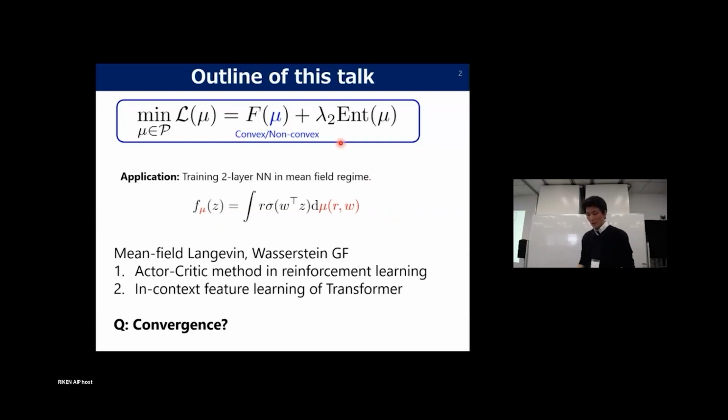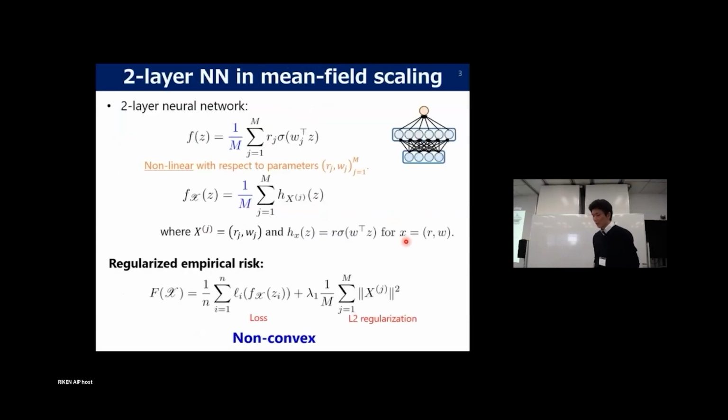Especially, we are interested in something like reinforcement learning with the actor-critic method, feature learning, and in-context learning by transformers. I will show some convergence analysis for these problems. First I want to start from a convex problem, with a brief introduction of the literature. Then I want to go into the more difficult problems like reinforcement learning and in-context learning.